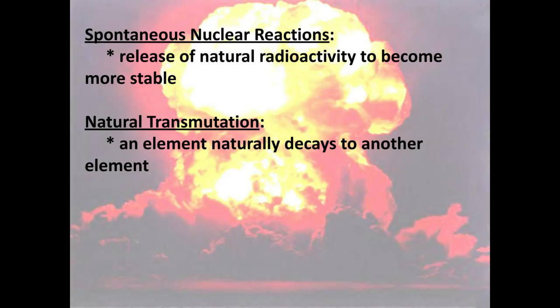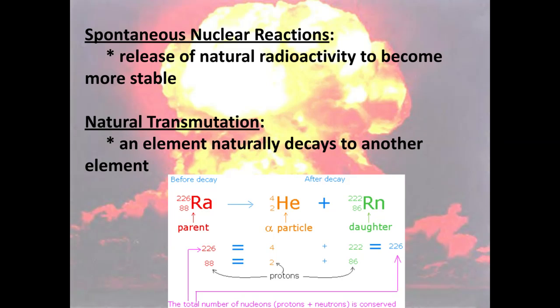We also have what's called a natural transmutation. This is when, instead of just giving off a particle, now the element has given off a particle and has actually decayed into another element, like carbon-14 decaying into nitrogen-14. So an element of carbon that was unstable became an element of nitrogen, which is stable with those 14 for its mass. So it's a natural transmutation from one thing changing to another.